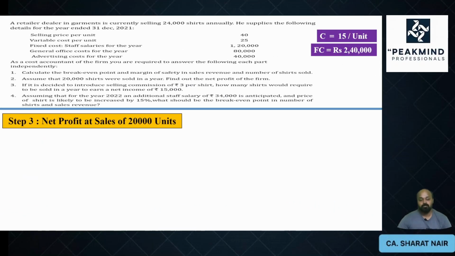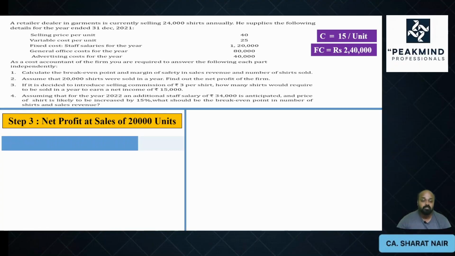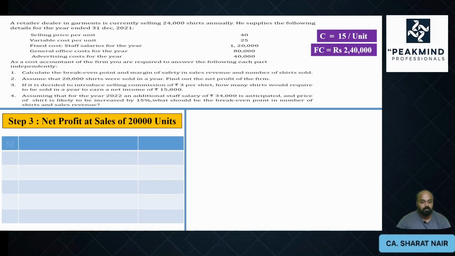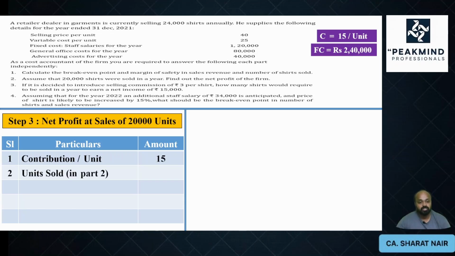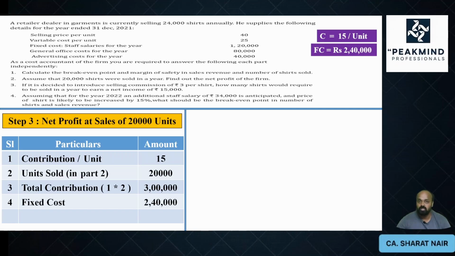Next, the second part of the question we are answering: if I'm selling 20,000 units, what will be the net profit? So selling price is the same, variable cost is the same, 40 minus 25. The contribution is 15. Units sold in this case, what the company is billing, is 20,000 units. So 20,000 into 15, we need to find out your contribution. It will be 3 lakh. What about the fixed cost? It will be the same, 2,40,000. So what is the profit? 3 lakh minus 2,40,000. Your answer is 60,000.